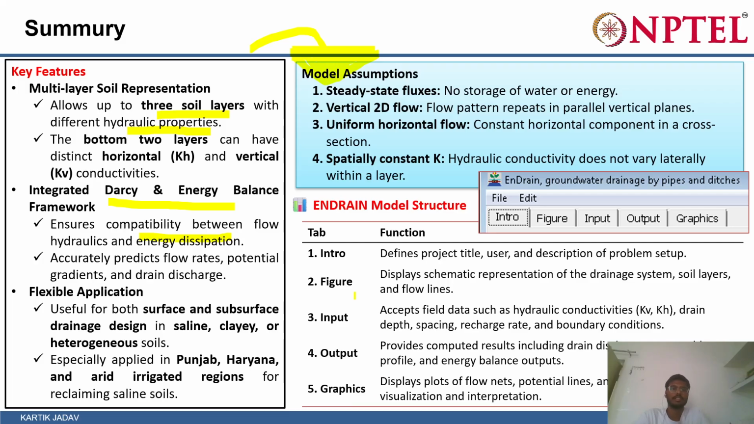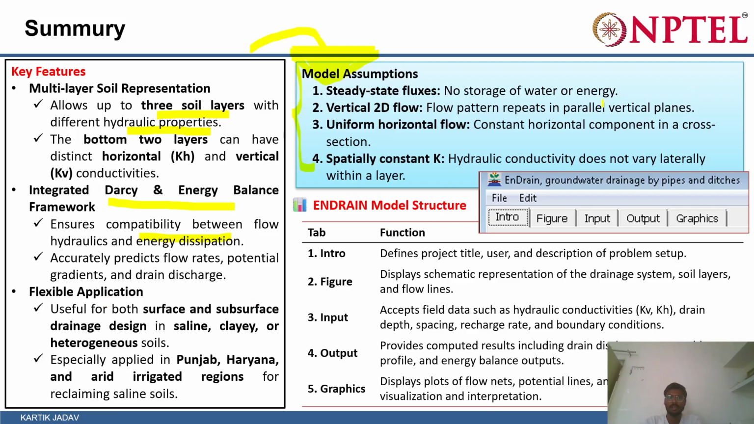So the first one is steady state fluxes, so there is no storage of water or energy within the model. Then vertical 2D flow, so the flow pattern repeats in parallel vertical planes in and drain. Then uniform horizontal flow, so a constant horizontal component in the cross section. And the final one is spatially constant K, so hydraulic conductivity does not vary laterally within a layer. So these are the assumptions of this model.